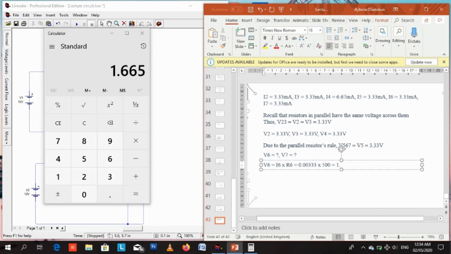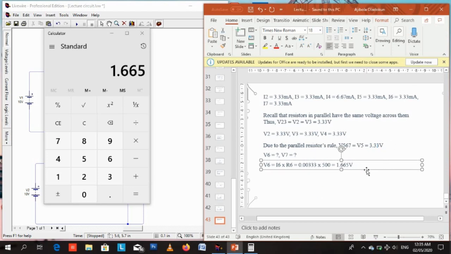So we could not get V6 by saying that V567 is equal to V6, because like I said before, R6 and R7 are in series and not in parallel, so they don't necessarily have to have the same voltage, but they have the same current. So I6 times R6 gives us V6. So V6 is 1.665 volts. That's the voltage across resistor R6.